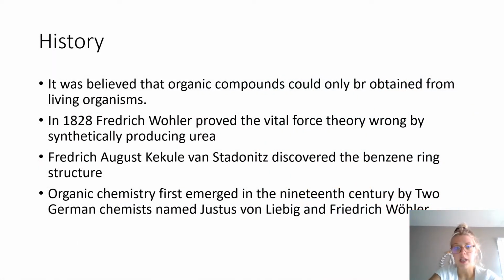History of organic chemistry. It was believed that organic compounds could only be obtained from living organisms such as plants, animals, humans, things like that. But in 1828, Friedrich Wöhler proved the vital force theory wrong by synthetically producing urea. Then, Friedrich August Kekulé von Stradonitz discovered the benzene ring. So the combination of these two people, as well as Justus von Liebig, gave rise to organic chemistry.